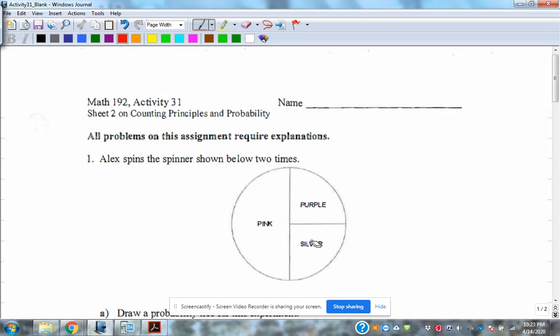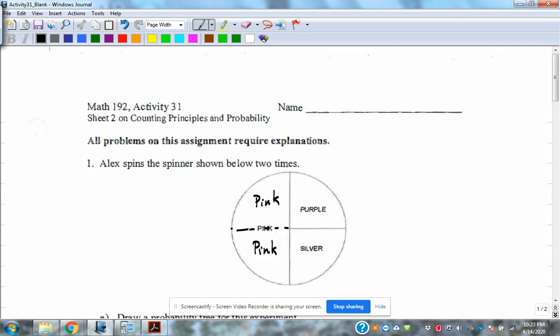So when we talk about probability of spinning pink, it is 2 out of 4. Probability of spinning purple is 1 out of 4, and silver is 1 out of 4 as well for this particular spinner. If we're drawing cards, it's not the same thing. The explanation is that if you cut the circle into equal pieces, this one is pink, and this one is also pink. So that's why that's going to happen there.